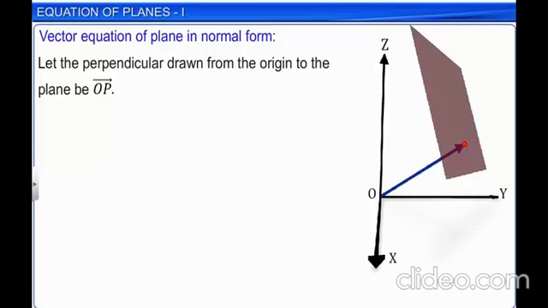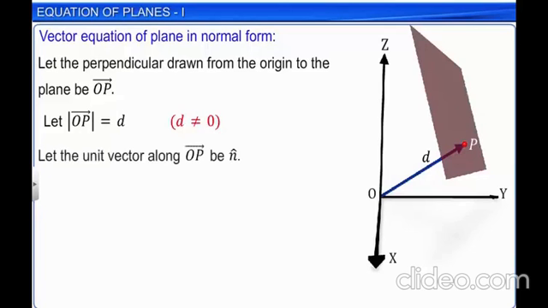Let this perpendicular meet the plane at point P and be represented by vector OP. Let the perpendicular distance of the plane from the origin, or the magnitude of vector OP, be d. Note that here, the value of d cannot be 0. That is, the plane does not pass through the origin. Let the unit vector in the direction of vector OP be vector n. Thus, vector OP is equal to the length d multiplied by unit vector n. Let this be equation 1.